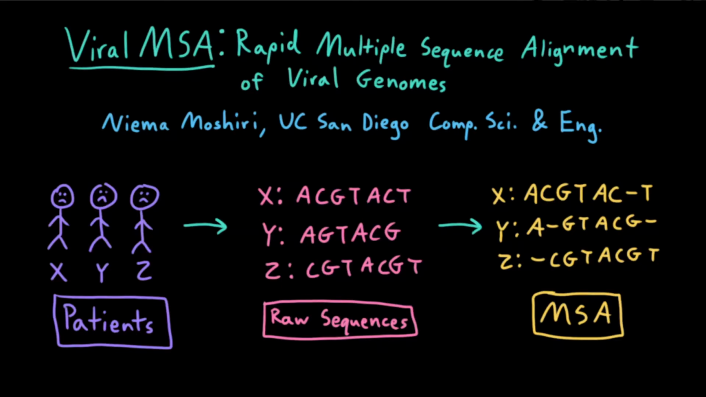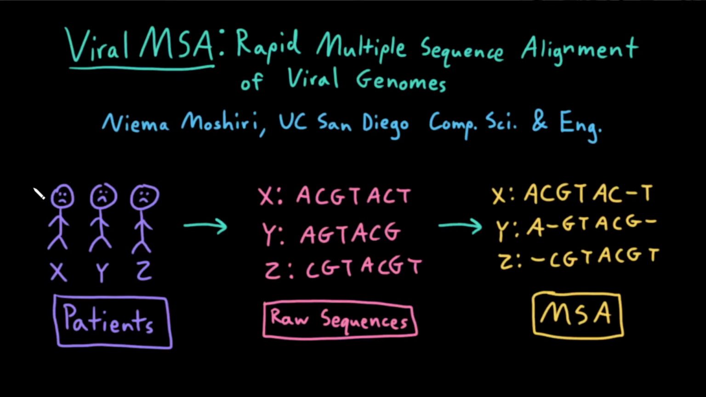My name is Nima Moshiri, and I'm an assistant teaching professor in the Department of Computer Science and Engineering at UC San Diego. I'll be presenting about ViralMSA, which is a tool that enables the rapid multiple sequence alignment of viral genomes. First, what is multiple sequence alignment?